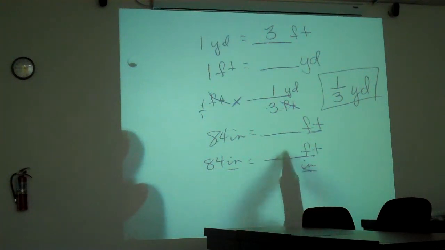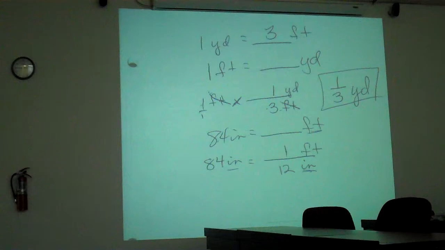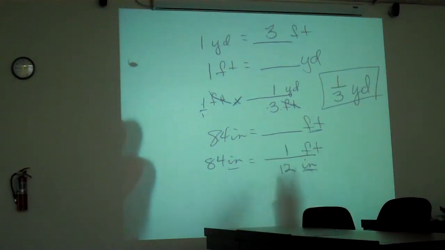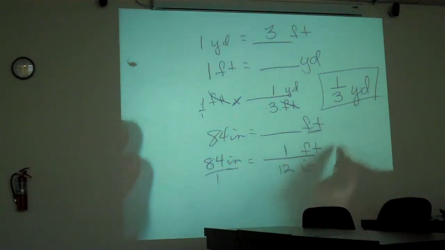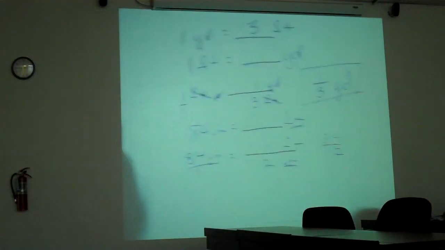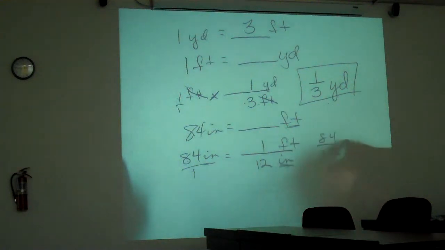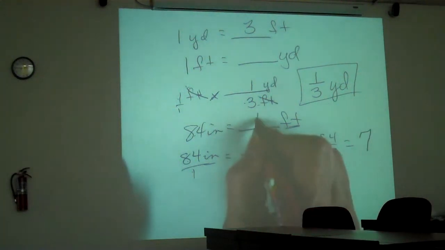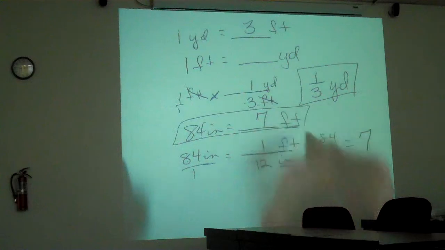Okay, do we put 12 feet is 1 inch? No, we put 1 foot is 12 inches, right? That way you'll know whether to multiply or divide by how many are in there, if you put this on there. 84 times 1 is 84, 1 times 12 is 12. Do 84 divided by 12? You get 7. So 84 inches is 7 feet.